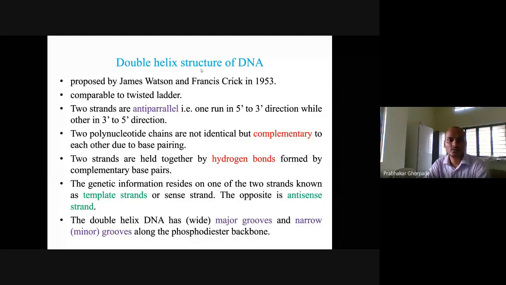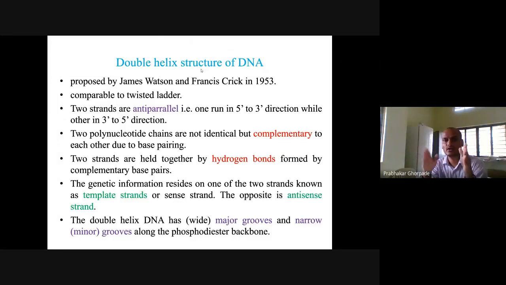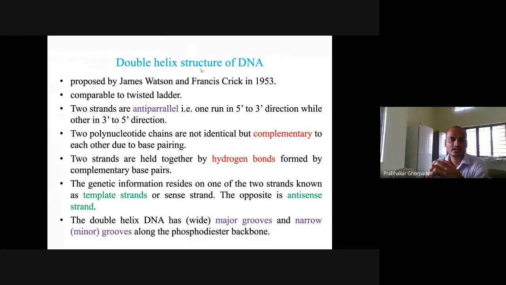Two strands are complementary with each other, and held together by the hydrogen bonds formed by complementary base pairing. So this is an A to T bond or a C to G bond. These are the hydrogen bonds which are holding the two strands together.